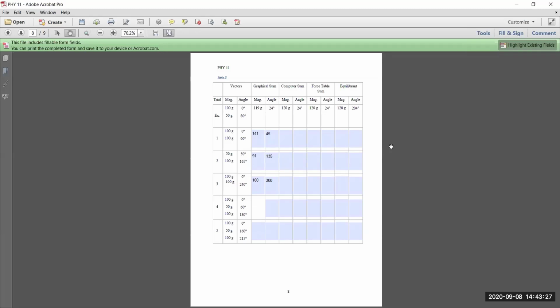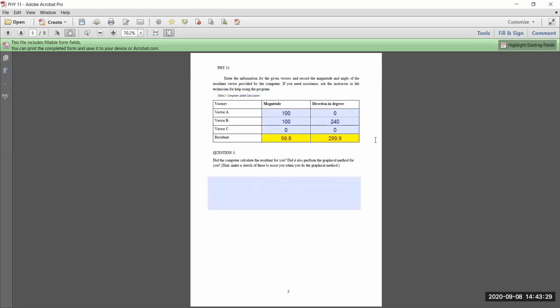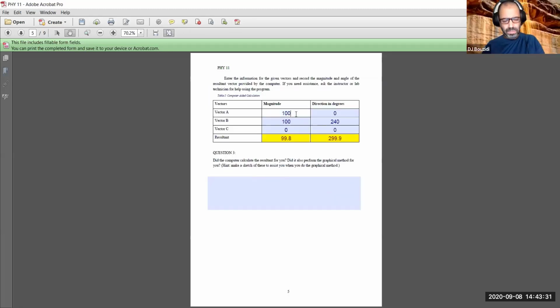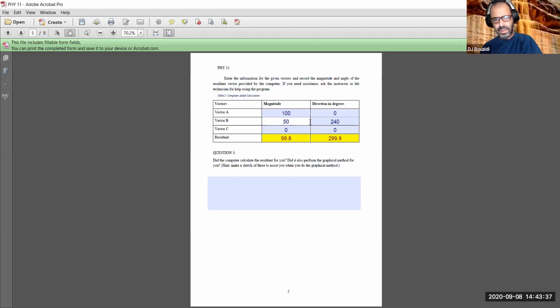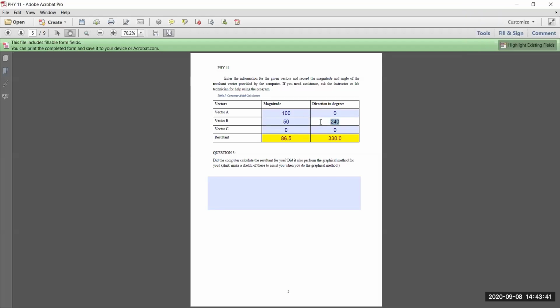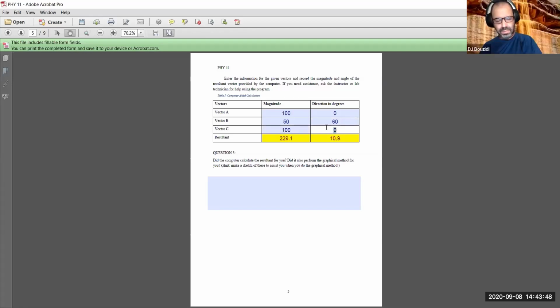Ready? Yes. Okay. What should I put in here? 100 here, 0 here, 50 here, 60 here. Is it 60 or 160? It's 60. Okay, what's this one? It is 100. Okay, and this one? 180. Okay, it's giving me 50 and 60.